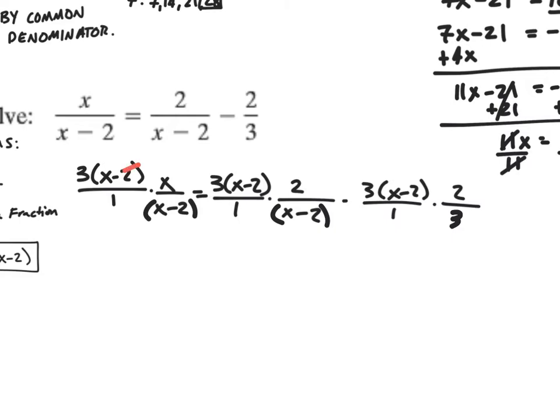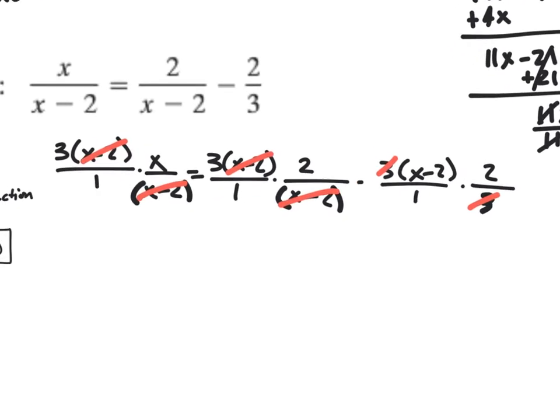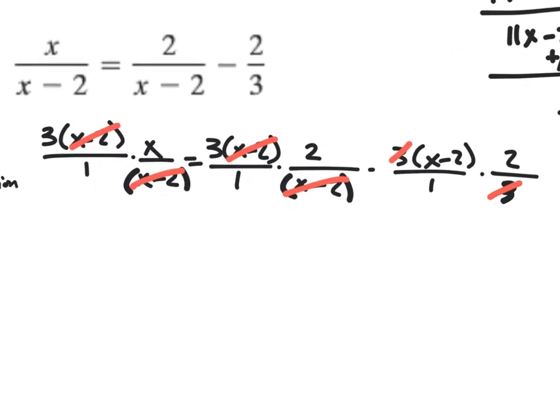Here my x minus 2's are going to divide out. Here my x minus 2's are going to divide out. And here my 3's are going to divide out. So what we're left with is this: 3 times x is equal to 3 times 2 minus x minus 2 times 2. Now, once I've done this, I've gotten rid of my denominators. So we're back to a linear equation, which is nice.